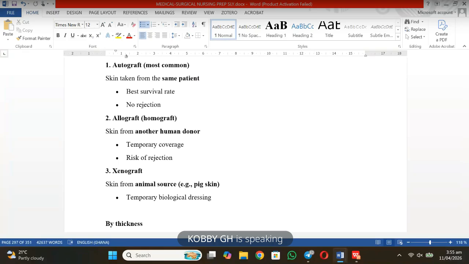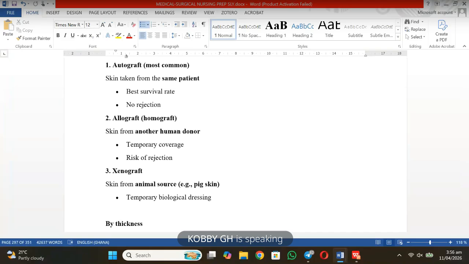Then we have the xenograft. The xenograft is when you are picking the graft from an animal source. Sometimes they can use pig skin. Sometimes too, they can use tilapia. So that one is called the xenograft. When we say xenograft, meaning the donor will be an animal.